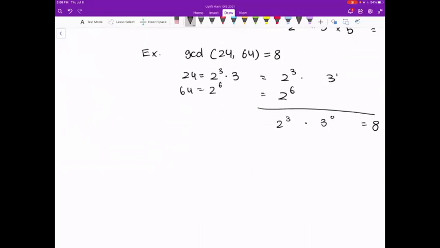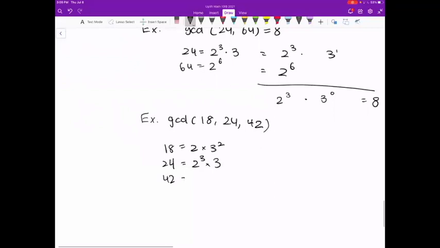And we could do another example, but this time with 3 numbers. And it still works the same way. So we can have the numbers 18, 24, and 42. And we could prime factor all of them out. And the prime factorization of 18 would give us 2 times 3 squared. 24 would give us 2 cubed times 3. And 42 would give us 2 times 3 times 7.